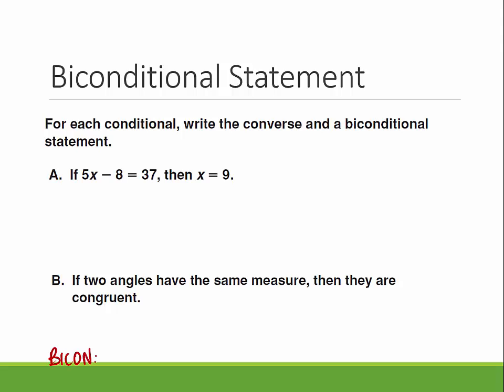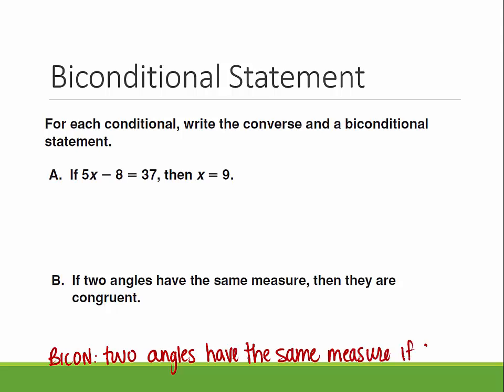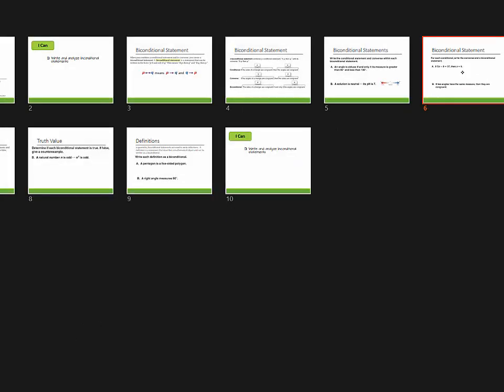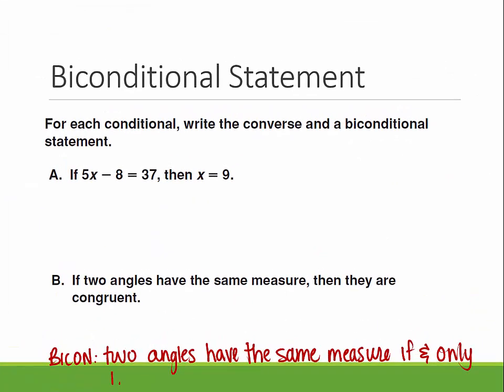So the biconditional statement, remember, takes out the if-then and replaces it with if and only if. So two angles have the same measure if and only if they are congruent.